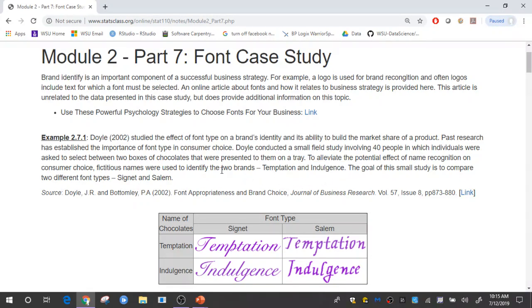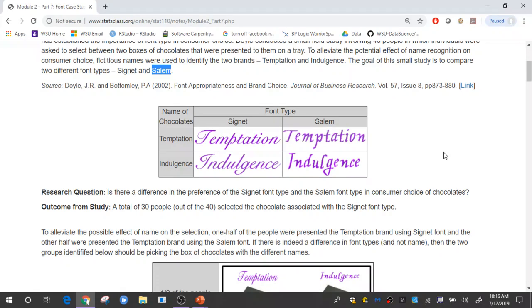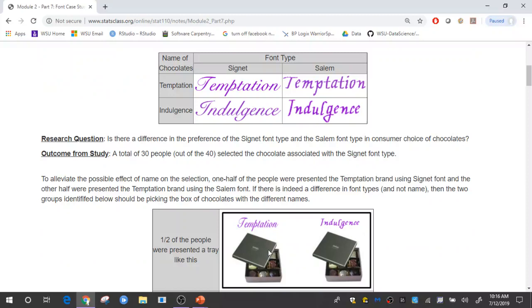The goal of this study is to compare the two different types of font, Signet font and also Salem font. So they were going to compare two different fonts here, the Signet font, which is the one on the left here, and the Salem font, which is the one on the right. They had to give names to the two boxes of chocolates, and the names that they picked were Temptation and Indulgence.